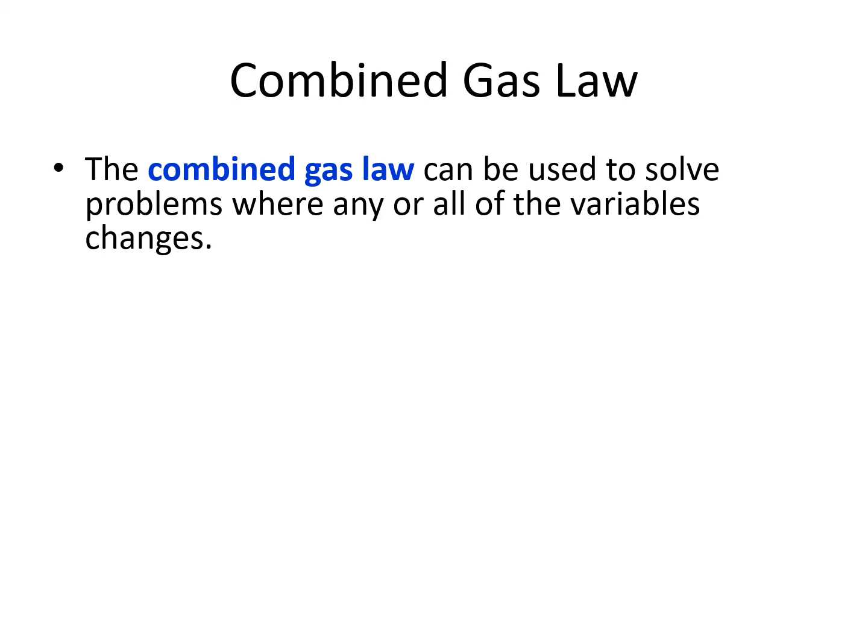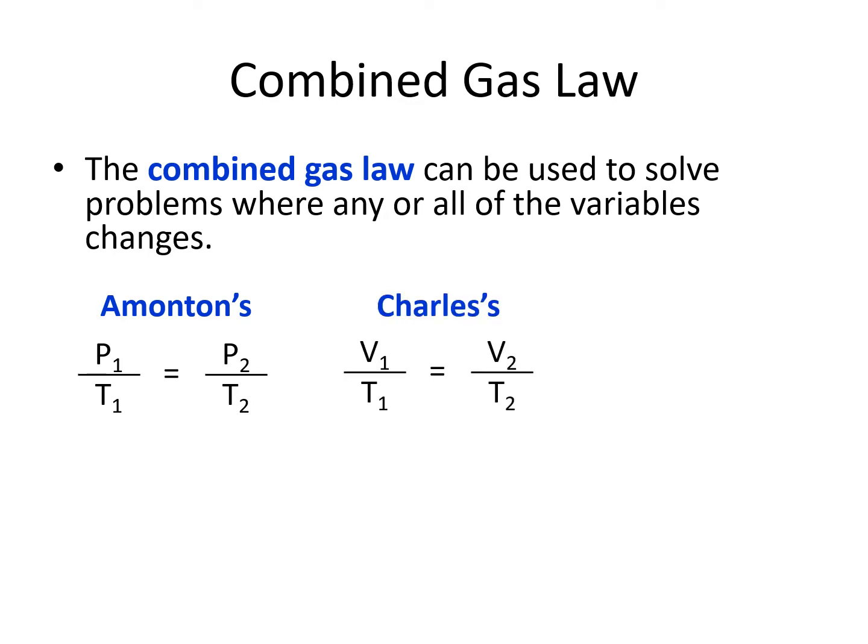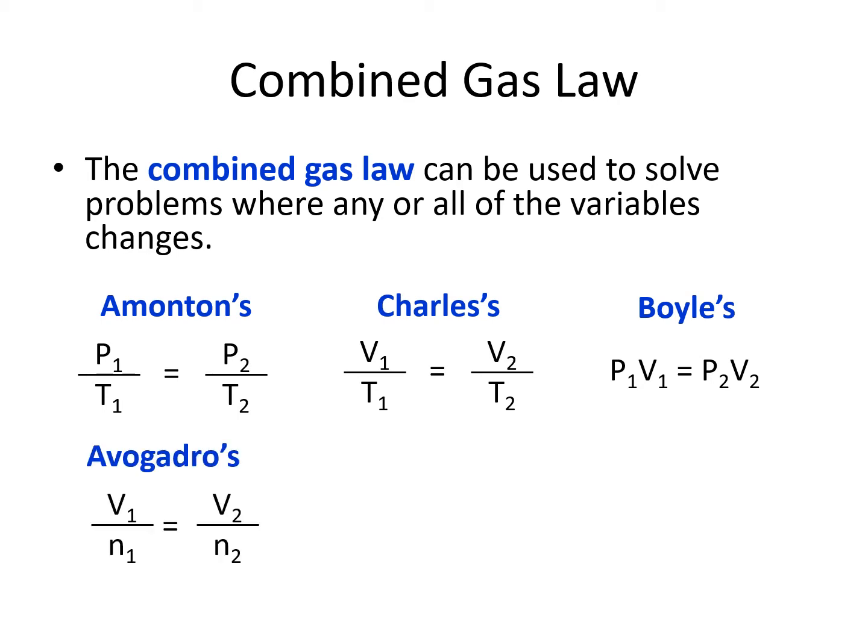We've talked about our four gas laws, and now we can combine them together such that we can solve for any of the four variables. We've talked about Amonton's law, P1 over T1 equals P2 over T2. We've talked about Charles's law, V1 over T1 equals V2 over T2. We've talked about Boyle's law, which is P1 times V1 equals P2 times V2. And we've talked about Avogadro's law, V1 over N1 equals V2 over N2.